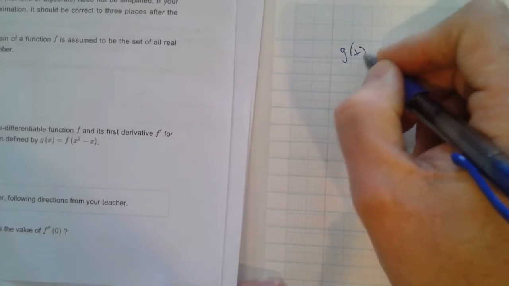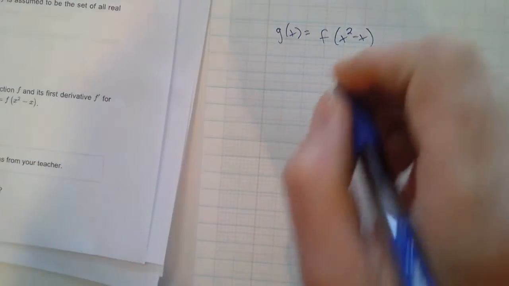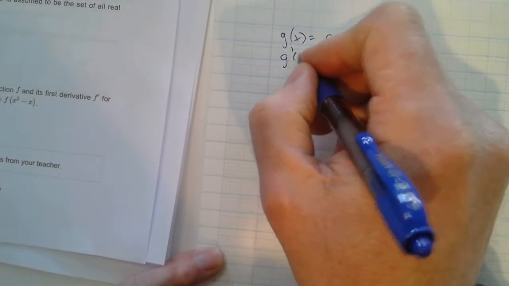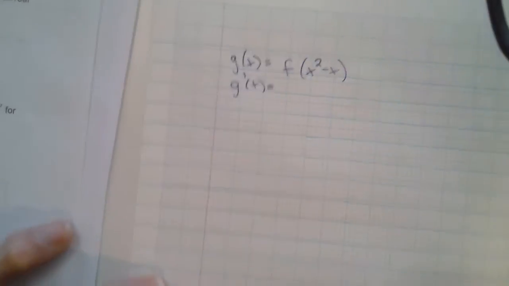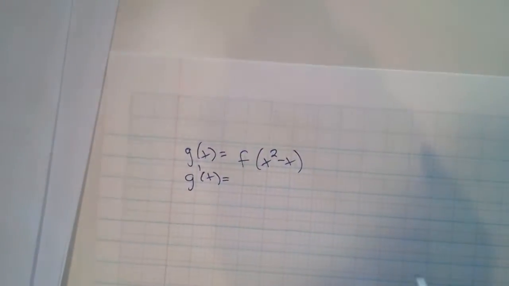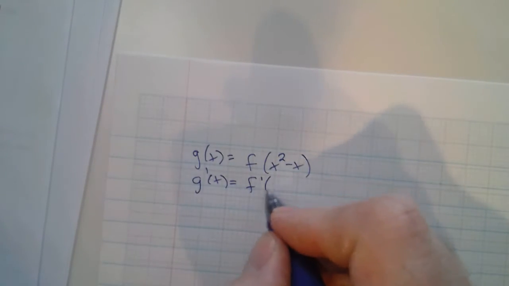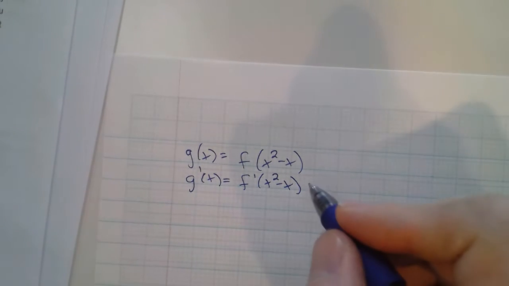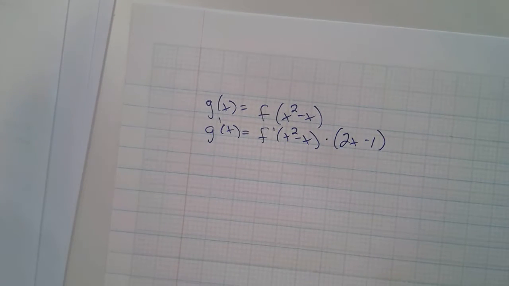So g of x equals f of x squared minus x. So if we're going to find the derivative of g, it would be the derivative of f of x squared minus x. So that would require the chain rule. So derivative of the outside: f prime of x squared minus x, leave the inside alone. It's just the derivative of the outside, and then times the derivative of the inside, which is 2x minus 1. So that is the derivative of g.